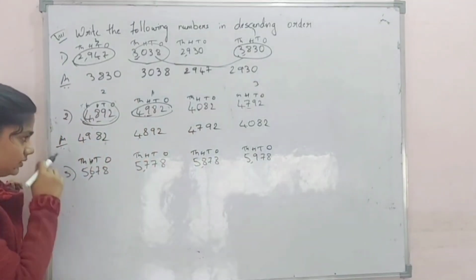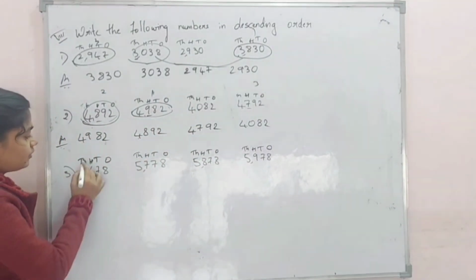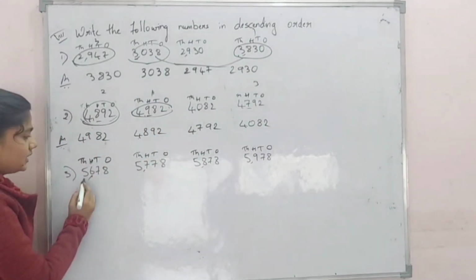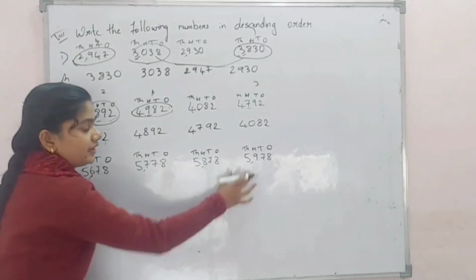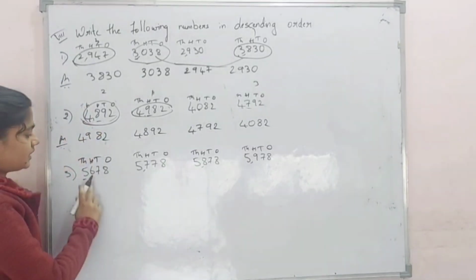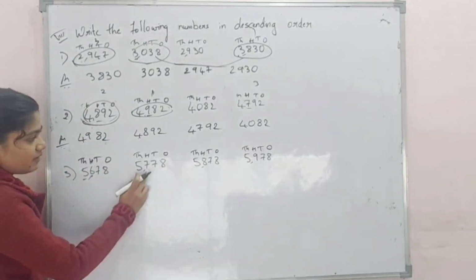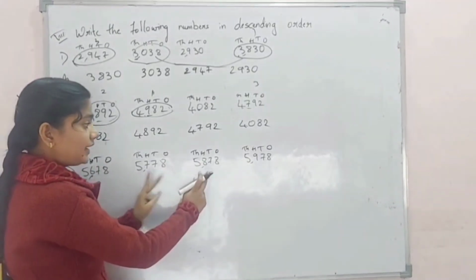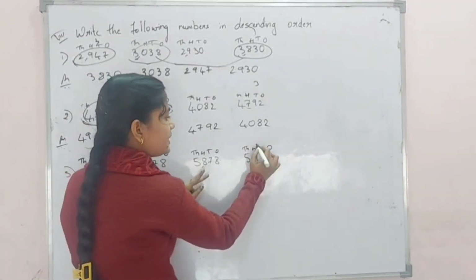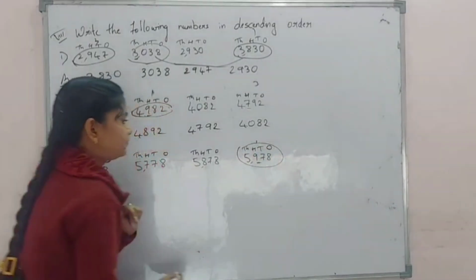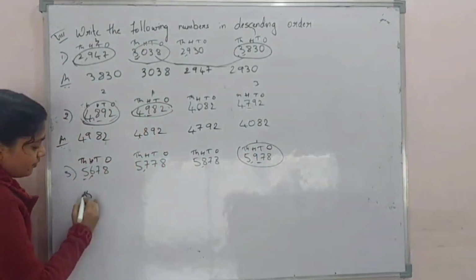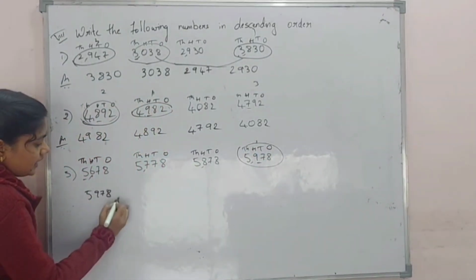See here in this we have to check with the 1000 place. Correct? Here I have 5, 5, 5, 5. I cannot conclude. So I'm going with the 100 place. In 100 place I have 6. Here I have 7. And here I have 8. Here I have 9. This will be my greatest number, isn't it? 9 is the greatest. So 5978.